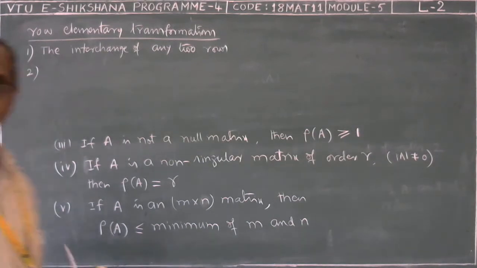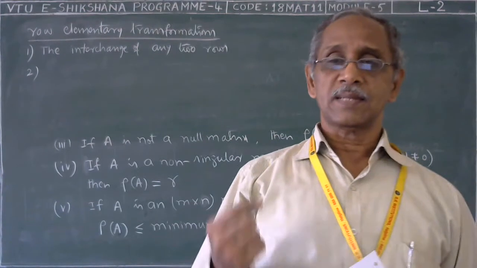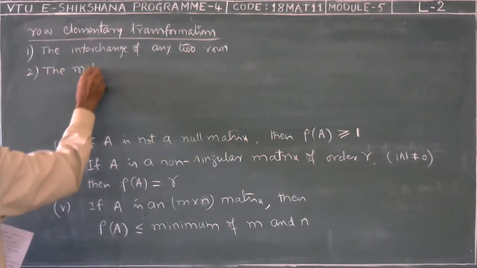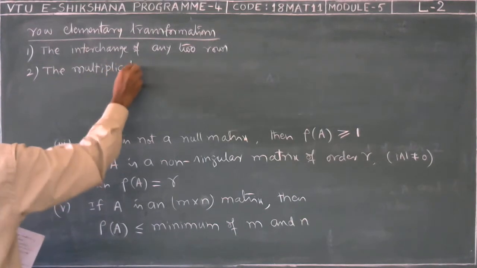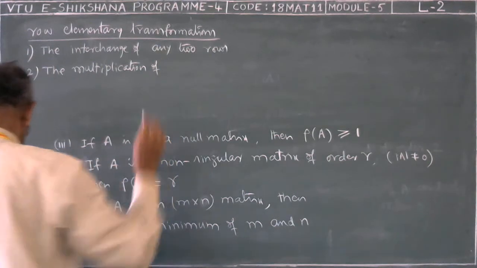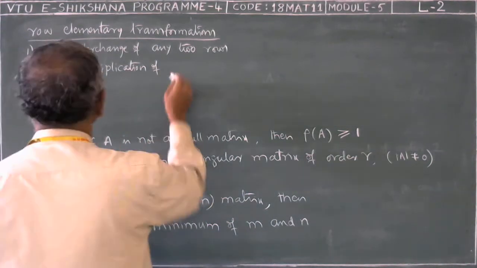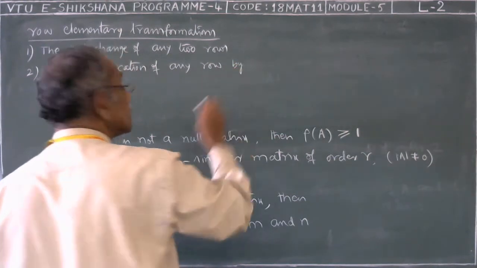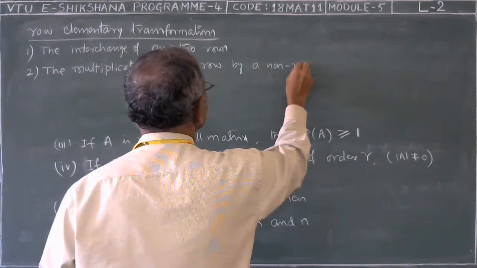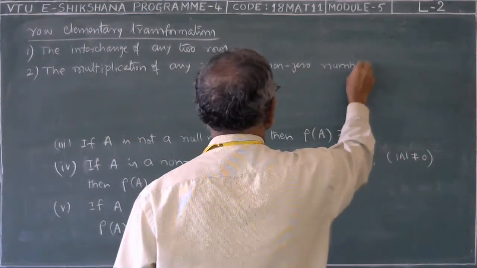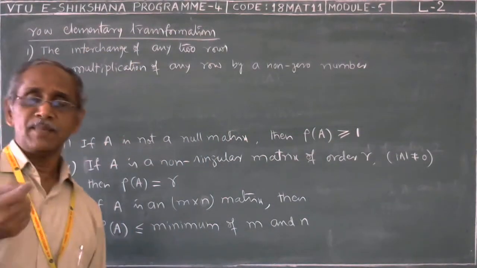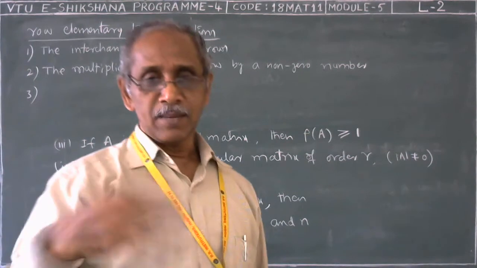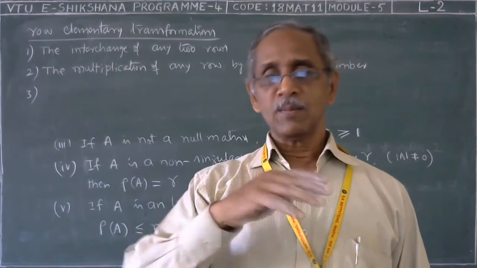Second one, we can multiply any row by a non-zero constant. We can multiply the elements of any row by a non-zero number. Then, thirdly, we can add and subtract any two rows correspondingly, even after multiplying by a suitable number.